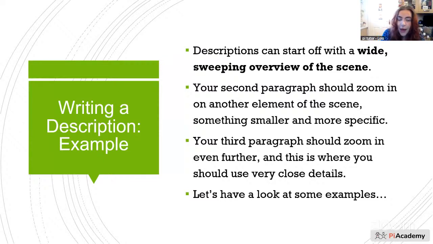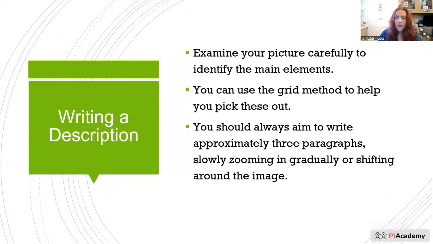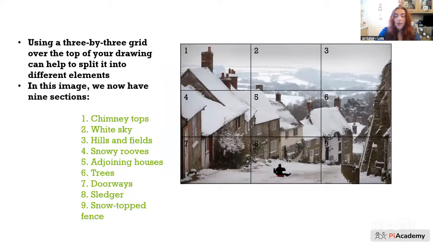And then in the third paragraph, that's where you go in really close. You zoom in on something really specific. You could even show really fine details that you could only see if you were close up. So if I go back to this image here, I could start with the snowy background, the snowy sky, the fields, the mountains in the distance. Then I could have the houses in paragraph 2 covered in snow with the windows and the doors and the bushes. And then paragraph 3, I could focus on the sledger.